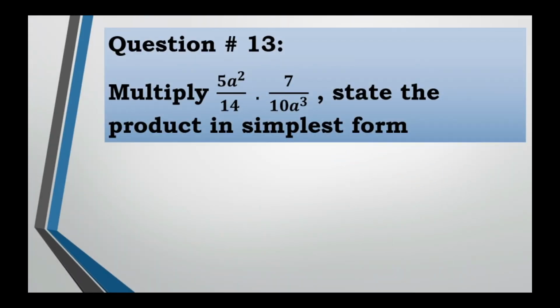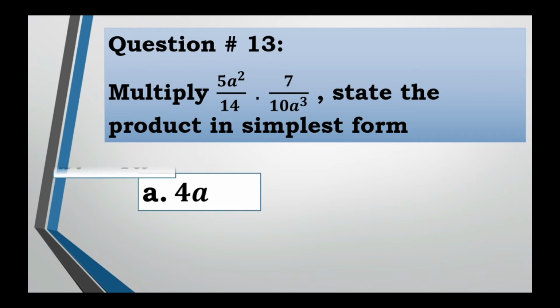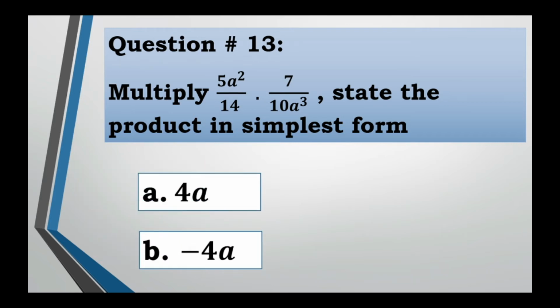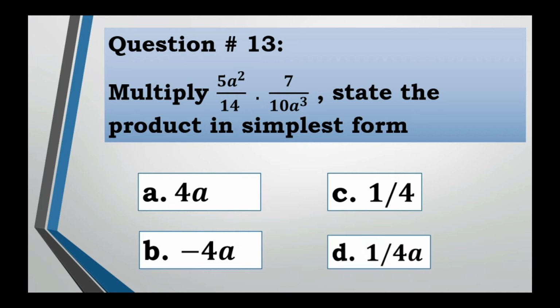Question number 13. Multiply 5a squared over 14 times 7 over 10a cubed. State the product in simplest form. Letter A, 4a. Letter B, negative 4a. Letter C, 1 over 4. Letter D, 1 over 4a.